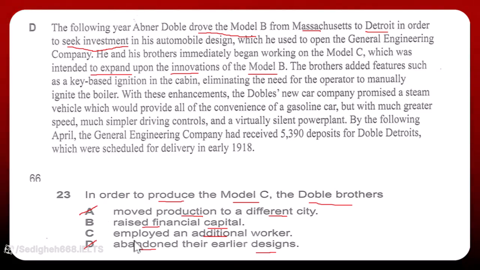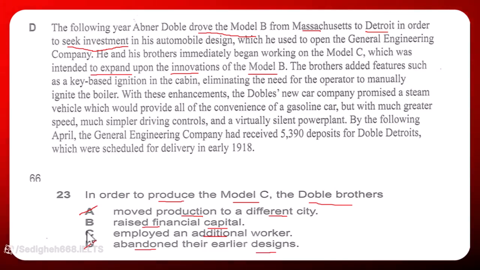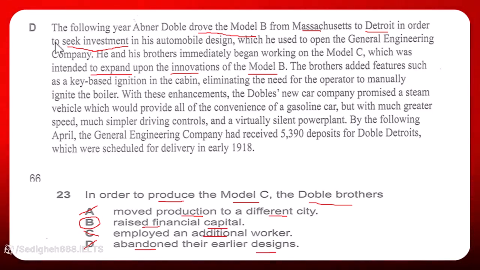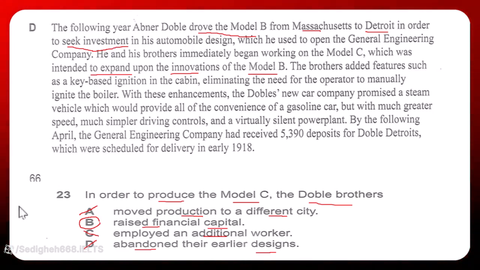And so what are left are just letter B and C. Letter C is employed in additional worker. We can't see anything about employing any worker in this paragraph, so it is just letter B left. It is raised financial capital. As we can see here, seek investment in his automobile design. So letter B is the right answer.